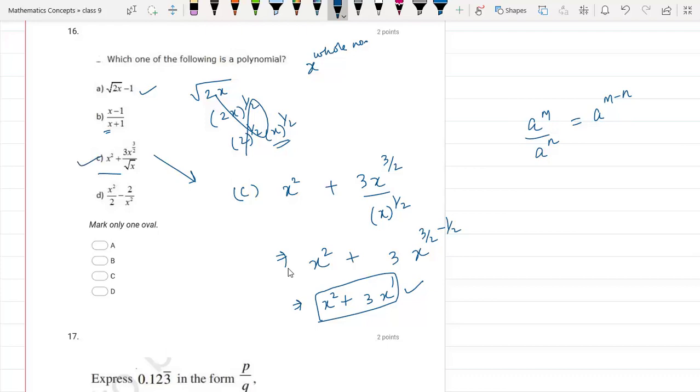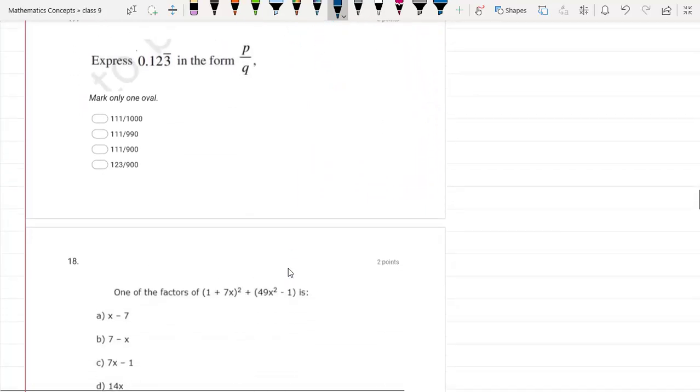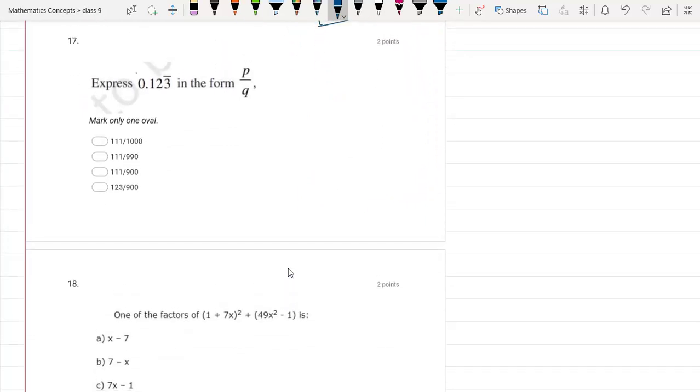Now question number 17. Express 0.123 bar in p/q form. I have told you, first of all we assume this as x. So let x is equal to 0.12333... I have told you, till the time we have this repeating chain we will never be able to write this number in p/q form. So our only motive is to get rid of this repeating chain. We want to get rid of this tail.